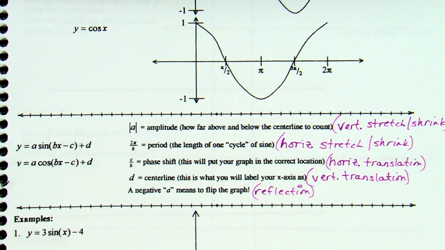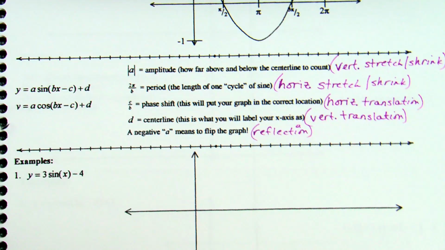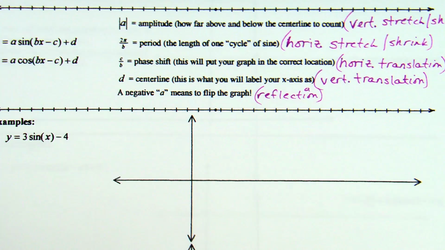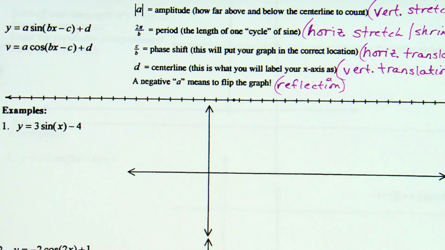As we look at these graphs, I'm going to take you through the process I go through. I know you guys will all tweak your process as you figure more of this out, but let's look at example 1. Example 1 is y equals 3 sine of (x minus 4). Now, one of the first things I'd like to ask, which graph is this? Is this sine or cosine?